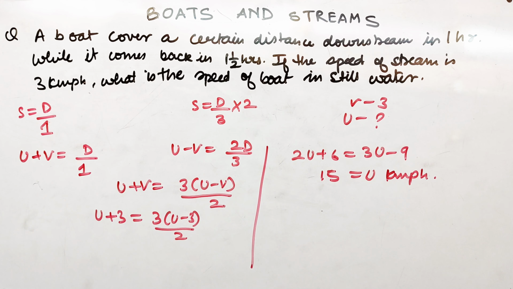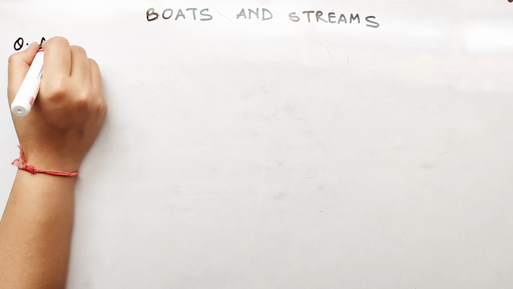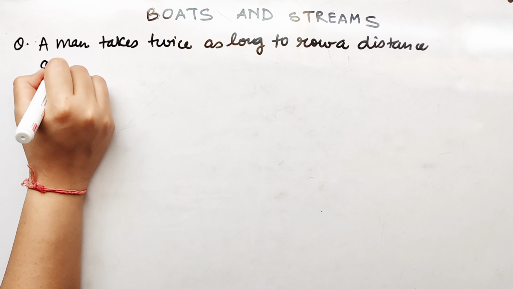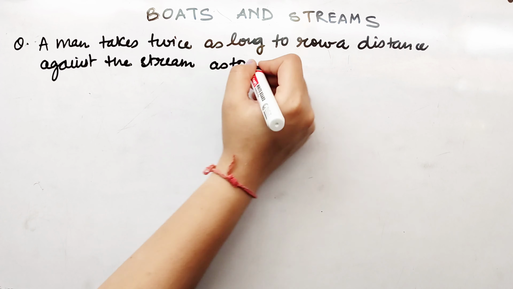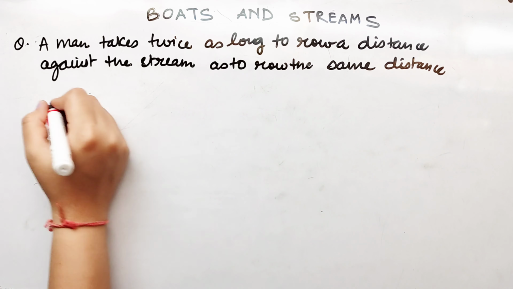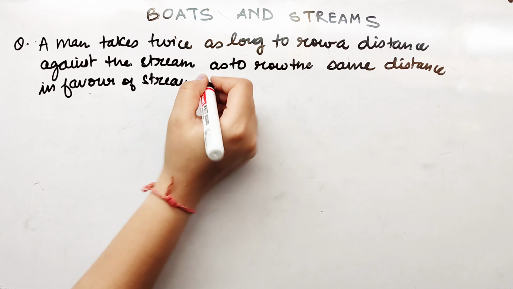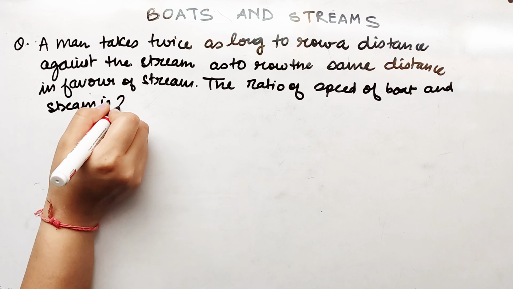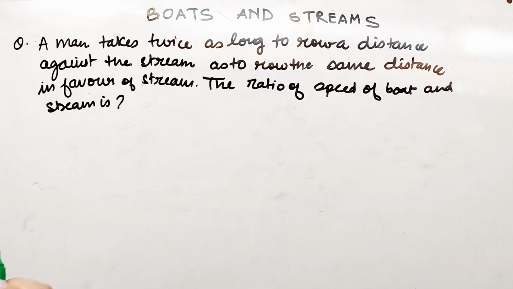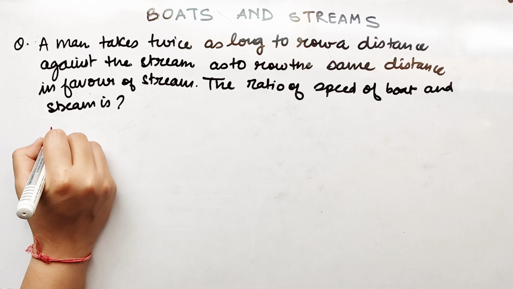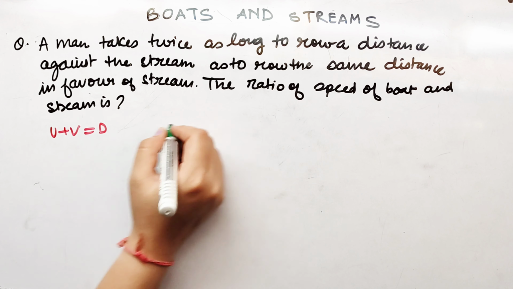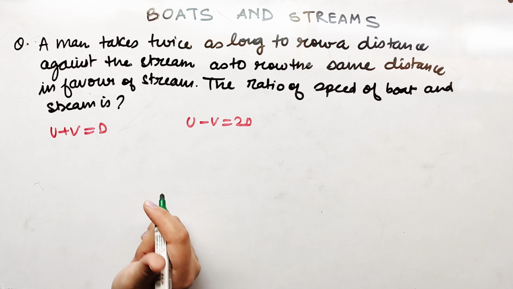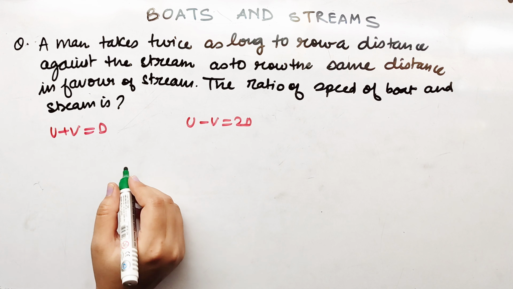Okay, next question. A man takes twice as long to row a distance against the stream as to row the same distance in favor of the stream. The ratio of the speed of the boat and stream is. Now this question is about ratio, and there is not any specific digit given. You just need to find the ratio with the variables which are u and v and speed, distance and time.